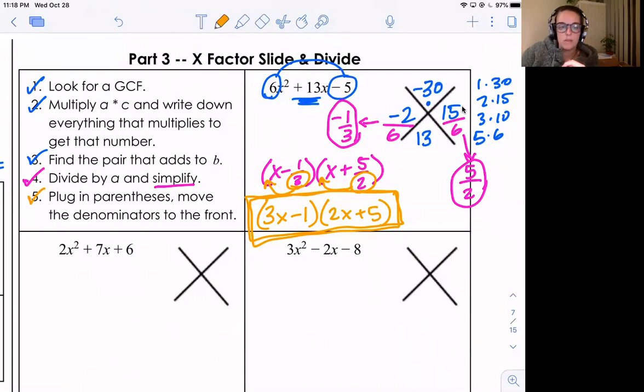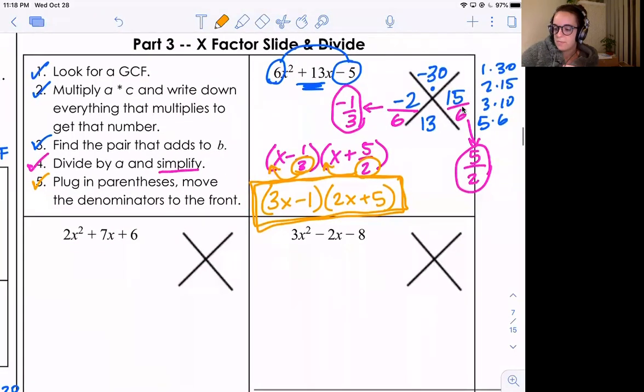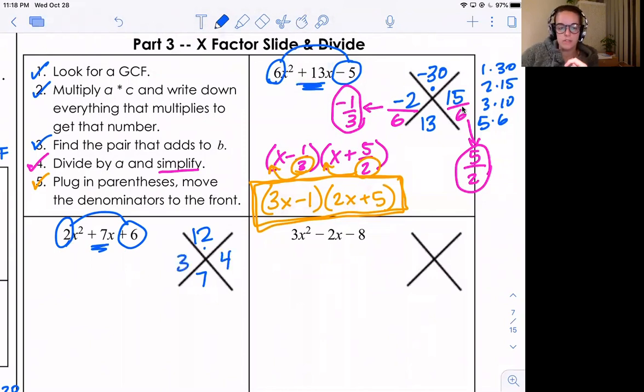Okay. Let's go ahead and do another one so we can start to get the hang of it. So I'm going to check for GCF. There's nothing that comes out of 2 and 7 and 6. So I'm going to do 2 times 6 gives me 12. Multiply to get 12. Adds to get 7. I know 12 is 1 and 12, 2 and 6, 3 and 4. That will work for 7.